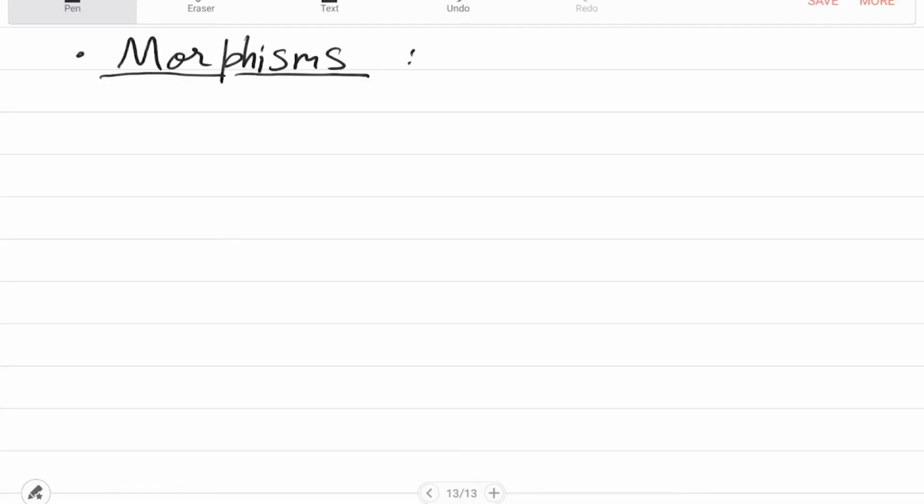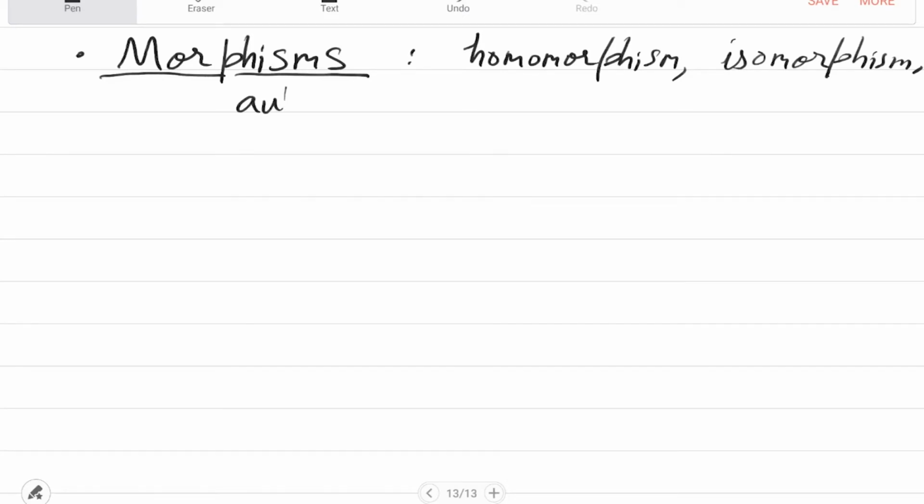So examples are homomorphisms, isomorphism, is there anything else? There is automorphism. So let me throw all these keywords and it is your job to read the Wikipedia page on what they mean. Okay, so the most fundamental is homomorphism.